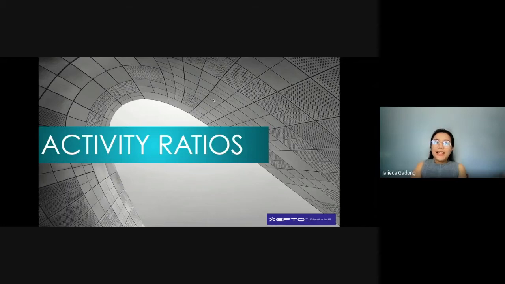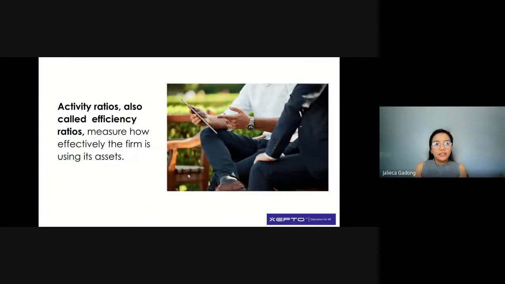Hi there, this time I am going to discuss activity ratios. What are activity ratios? Activity ratios just basically assess how the company is effectively using its assets.